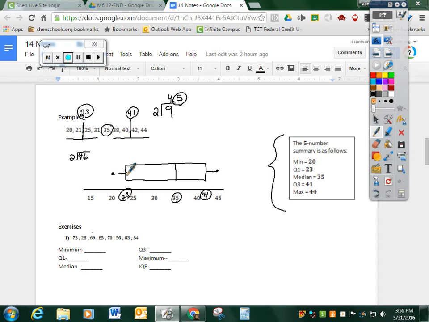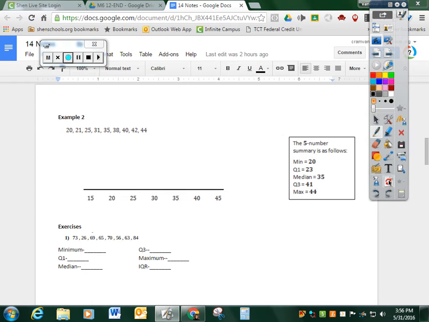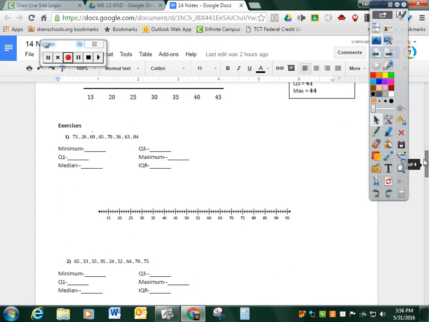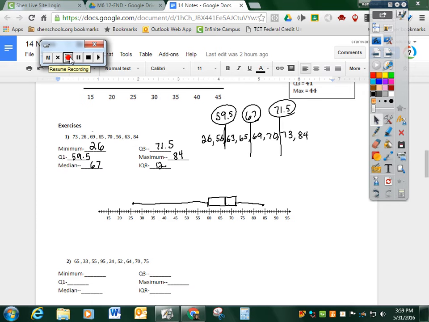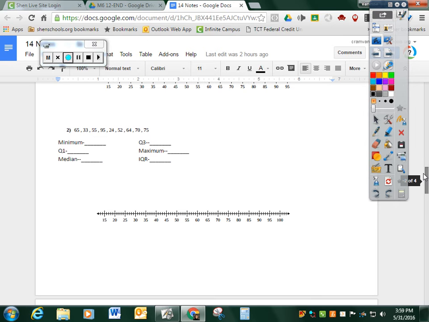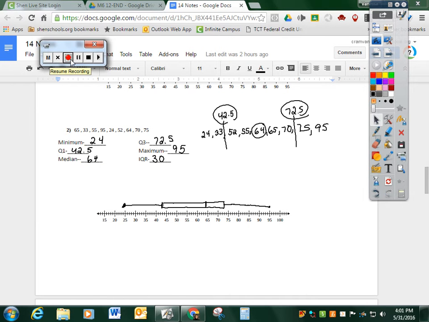So now what I'd love you to do is draw your own box and whisker plots based on the problems here. Let's start with number 1. If you did your work correctly, here is what your answer for number 1 should be. Now let's go to exercise 2. Here is what your box and whisker plot should look like for number 2.